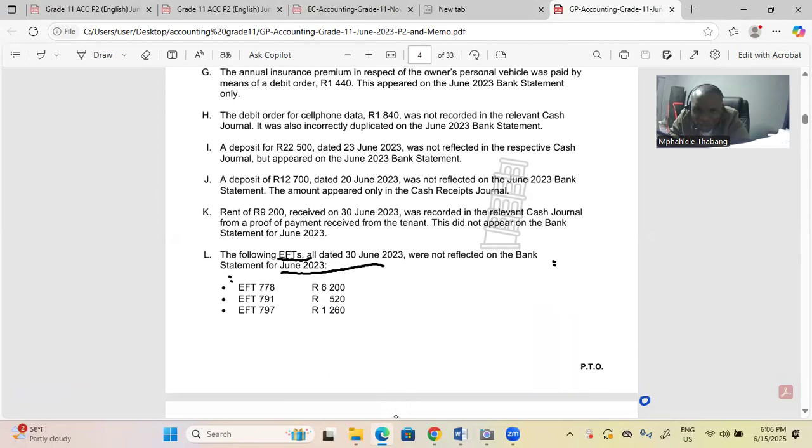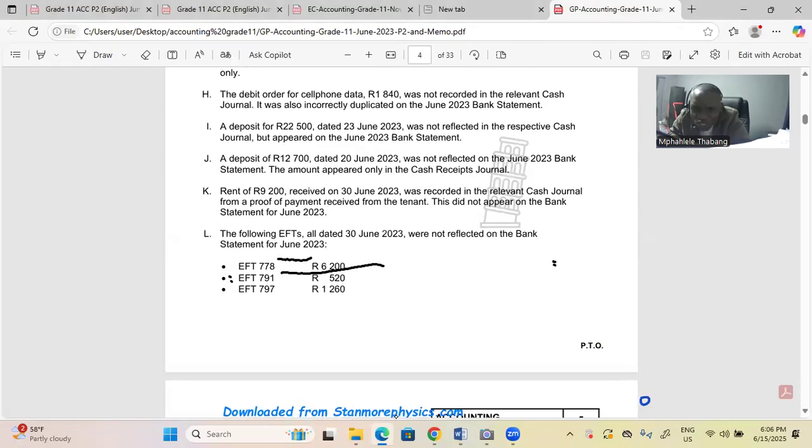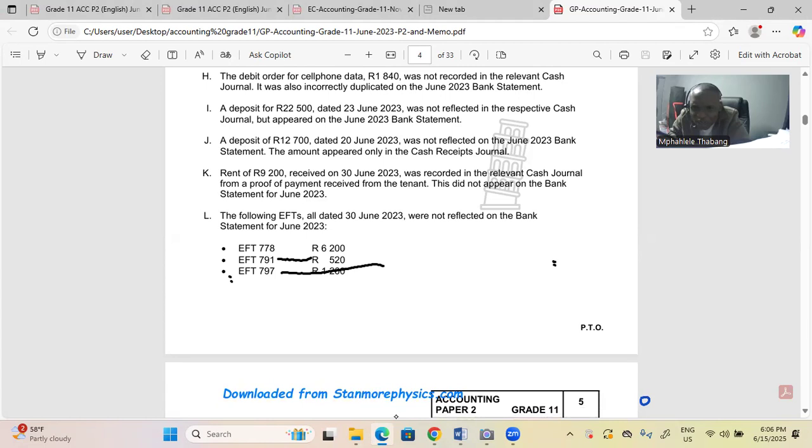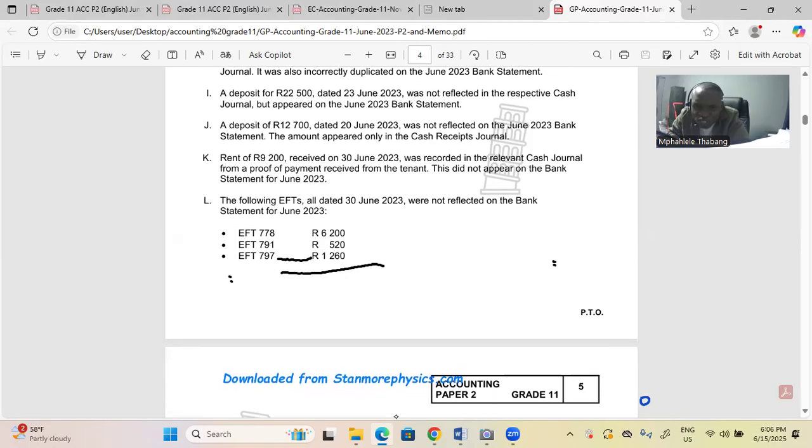The rent of 9,200 received on 30 June 2023 was recorded in the relevant cash journal from a proof of payment received. So I don't think the bookkeeper made a mistake when recording 9,200 in the CRJ. Remember, they say it's recorded in the relevant cash journal; they don't tell you which journal. It is the CRJ because we are receiving money. So the bookkeeper recorded it in the CRJ because we were receiving money from the tenant. This did not appear on the bank statement. Oh, it is appearing in the CRJ, but not in the bank statement.